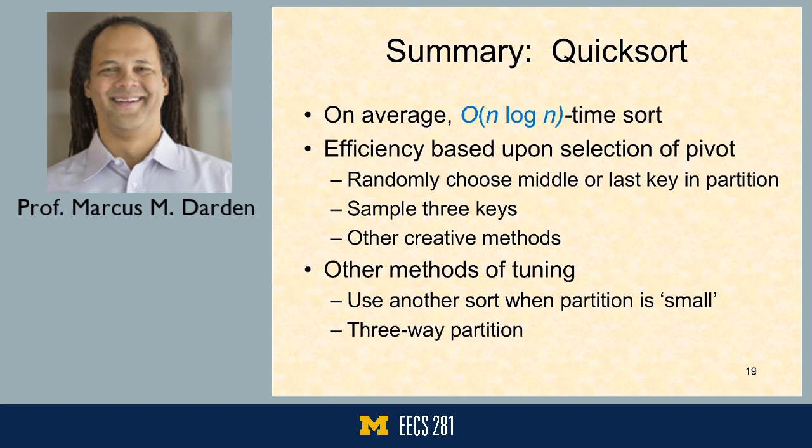There's other ways that we can tune it. We can use another sort when the partition gets small. We didn't discuss 3-way partitioning, but that's also a thing in Quicksort. So if you would like to do some additional research before you get into 477, go check out the Wikipedia page on Quicksort, and you can learn about 3-way partition. That'll talk about some other things you can do.